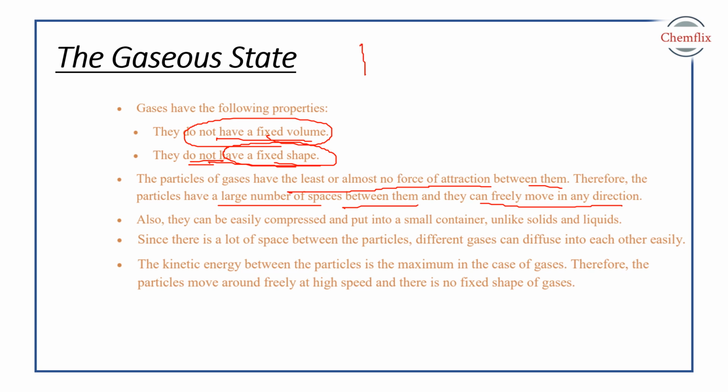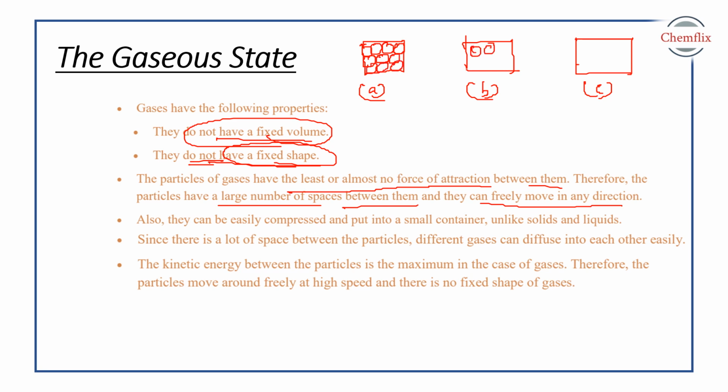I'm going to draw the figure. This is space A, this is space B and this is space C. You can see here the difference between these spaces. Here the particles are arranged in a definite order. All of you please listen here. You can find spaces between these particles, and here you can see most of the space is empty. This is for solid, this is liquid and this is gas.